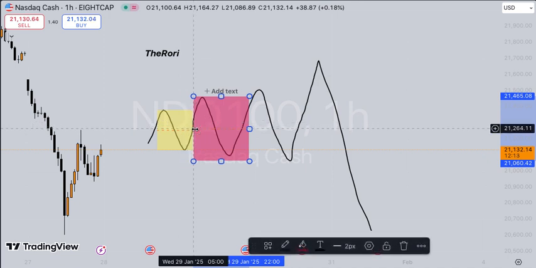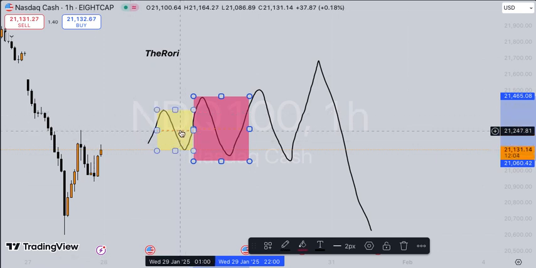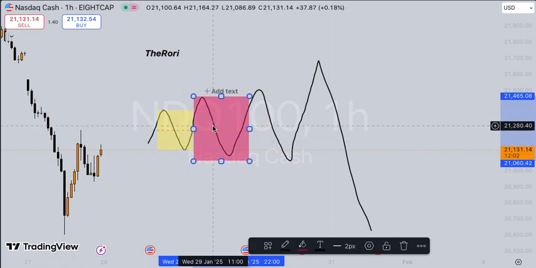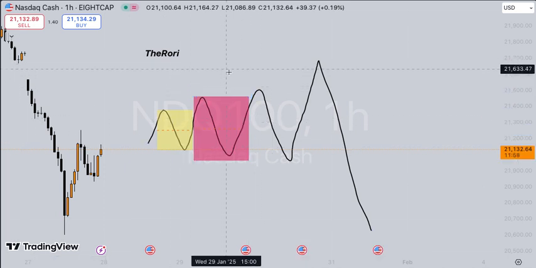I want to show you how each session creates liquidity for another session. Like Sydney will create liquidity for Tokyo, and Tokyo will create liquidity for London. Let me put London for you.